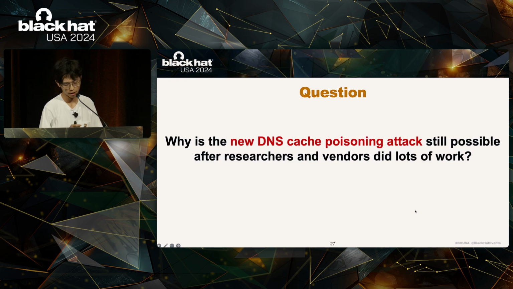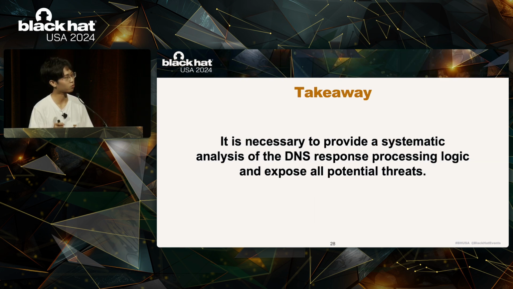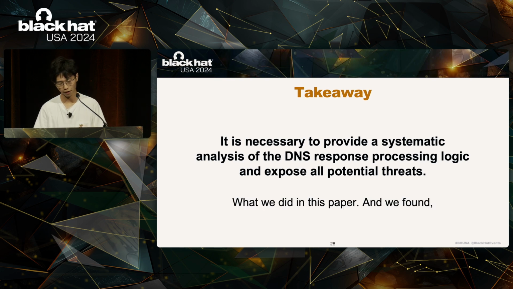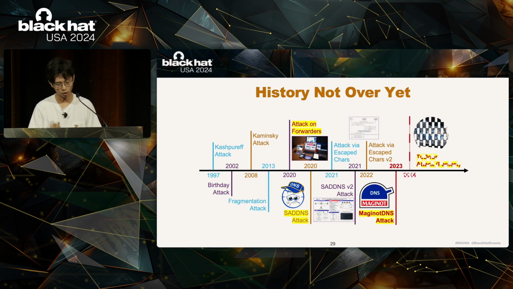Now, we wonder why this new DNS cache poisoning attack is still possible after researchers and vendors did a lot of work. We found that the DNS processing logic has never been studied thoroughly. So it's necessary to provide a systematic analysis of the DNS response processing logic and expose all the potential threats. That's what we did in this paper and what we found. After doing this, we found a new DNS cache poisoning in this timeline.